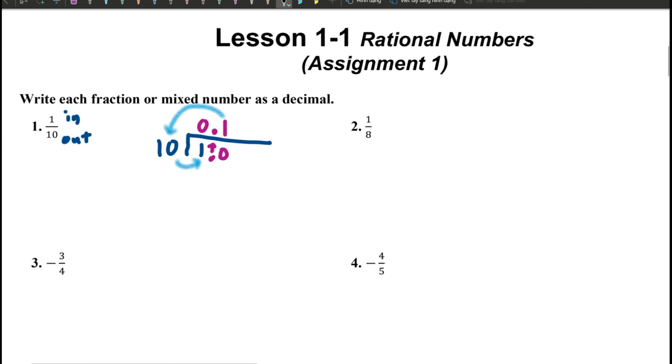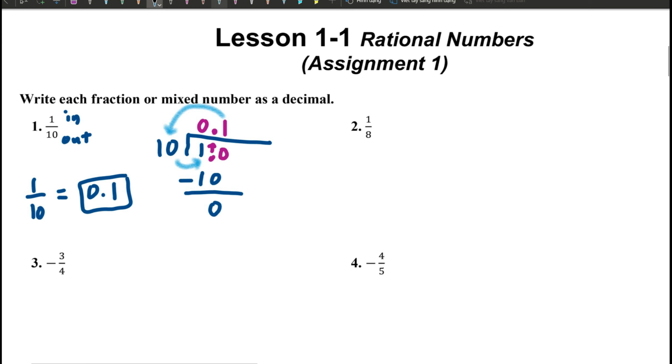1 times 10 is 10. Draw the line, change the sign. 10 minus 10, which is 0. So 1 over 10 can be written as a decimal number as 0.1. And that's it for problem number 1.